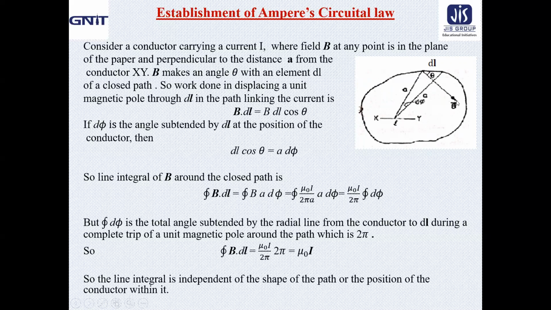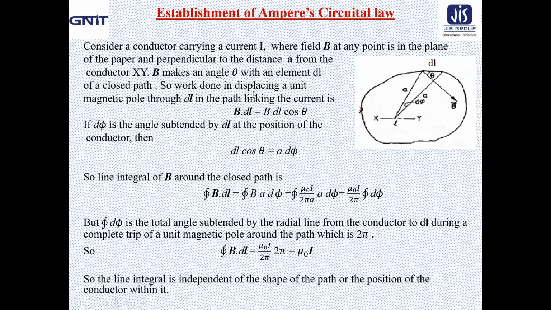are considering a magnetic field B at any point, which is in the plane of this slide, that is the plane of the paper. Now, let us consider that B makes an angle theta with an element dl of a closed path surrounding this current carrying conductor. So, theta is the angle made between B and dl, a small element of path length of this closed path surrounding the current carrying conductor.